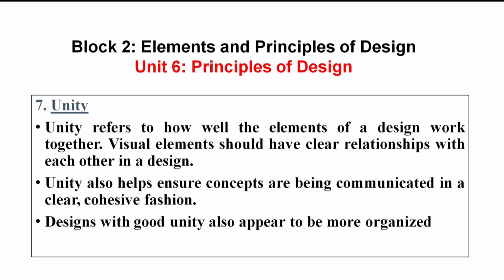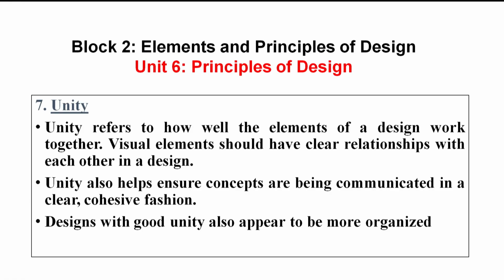Then the seventh principle is unity. Unity refers to how well the elements of design work together. Visual elements should have a clear relationship with each other in a design. Unity also helps ensure concepts are communicated in a clear, cohesive fashion. A design with good unity also appears to be more organized. However perfectly we have used any element, whether it is shape or line, if unity is not there, and symmetry and visual elements are not there, we cannot create a good design. The principle of unity should be there. Suppose we are using two types of line, a broken line and a straight line, there should be unity to create a good design. These are the 7 principles we have discussed in this unit 6, principles of design.